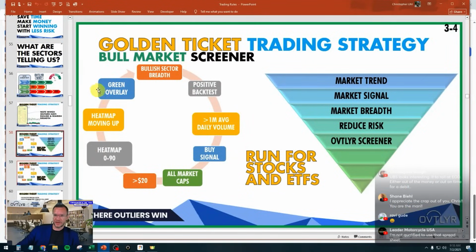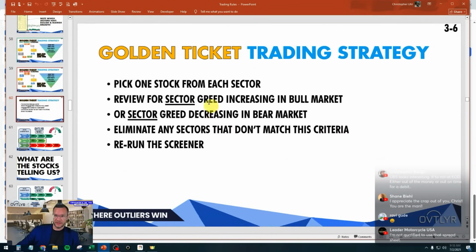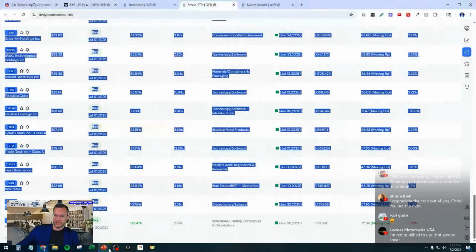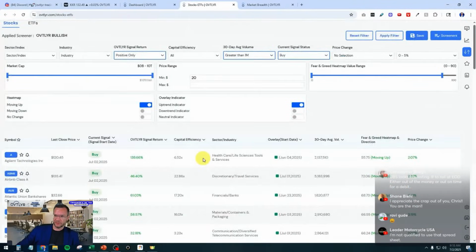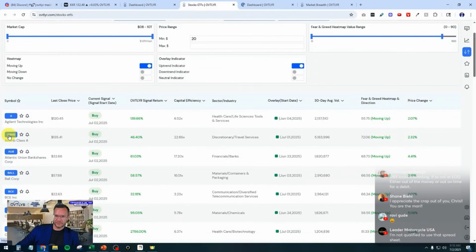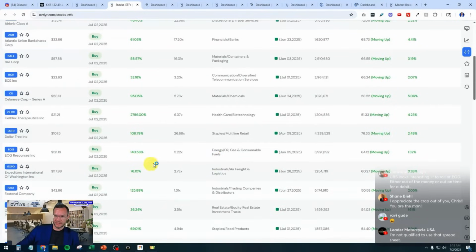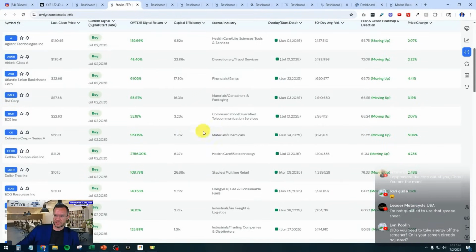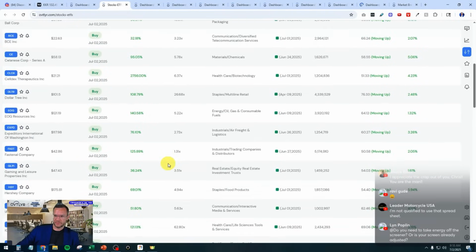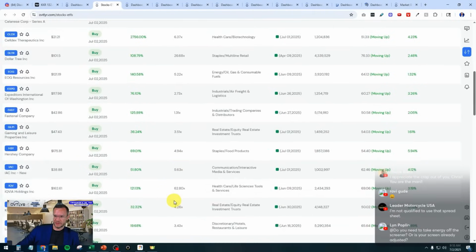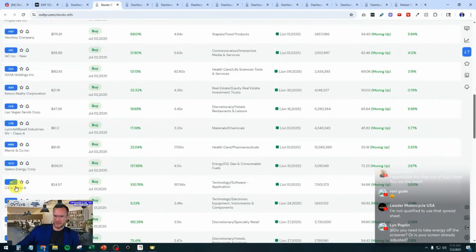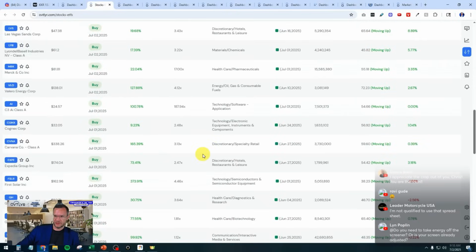I took my scanner results and I put them in Excel. Then I'm going to pick one stock from each sector and make sure that the sector greed is increasing in the bull market, right? So we're going to pop in a few. I'm really confident that they are, but we can look at some like healthcare, discretionary, financials, materials, communications, materials and staples. Energy we know is bearish. Industrials, did we do that one? Or I can't remember. We've not done industrials, so we'll do that one. Real estate and anything else? Materials, healthcare, tech, discretionary. I'm pretty sure we already did discretionary.